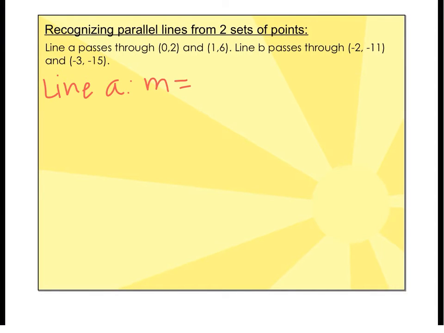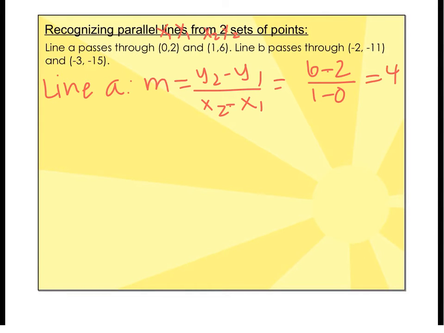So if I do y2 minus y1 over x2 minus x1, let's call this x1, y1, and then x2, y2. So my equation looks like 6 minus 2 over 1 minus 0, or 4 over 1. So my slope of line A I can simplify to 4. Oops, that's a little messy.